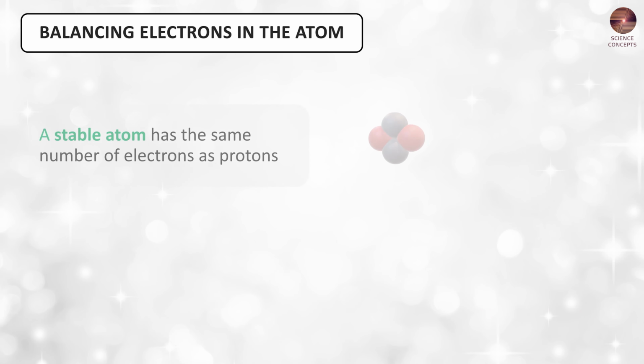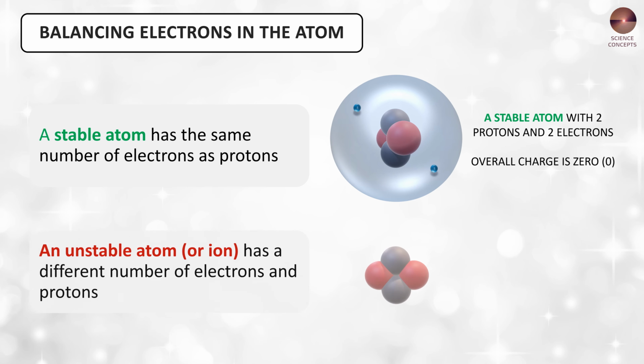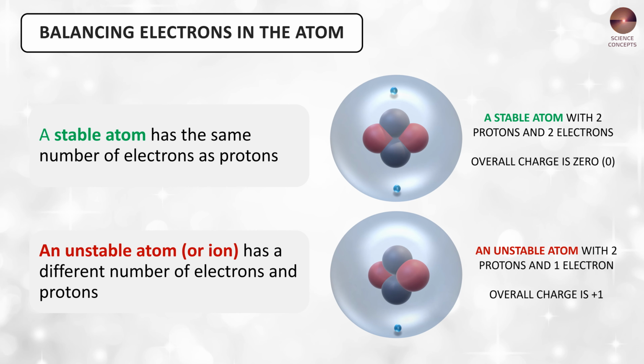Balancing electrons in the atom. Here we have a stable atom, where it has the same number of electrons as protons. So in this case, the stable atom has 2 protons and 2 electrons, and the overall charge is 0. We also have an unstable atom, otherwise known as an ion, and that has a different number of electrons and protons. The unstable atom in this case has 2 protons and 1 electron, and as a result of this imbalance, its overall charge is +1. It has a positive charge.